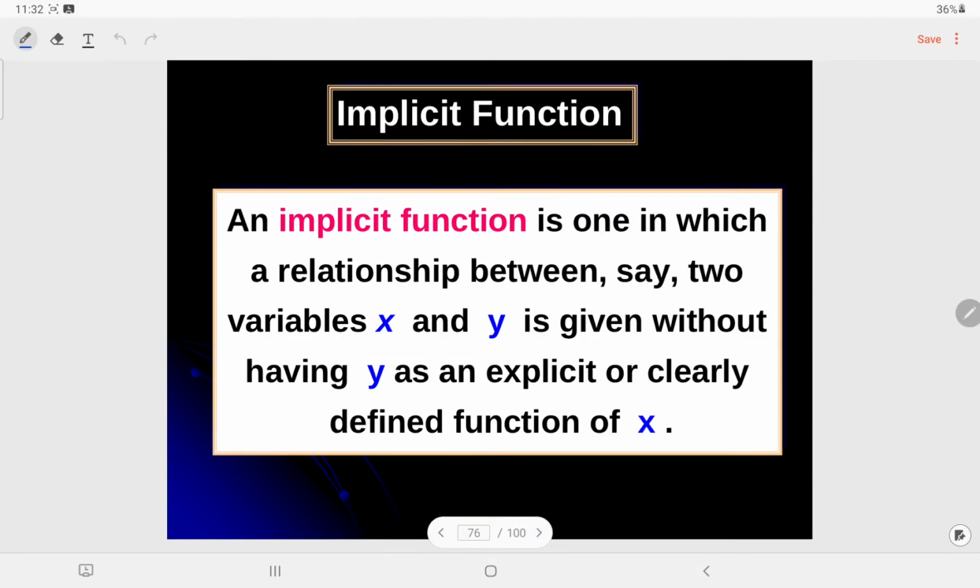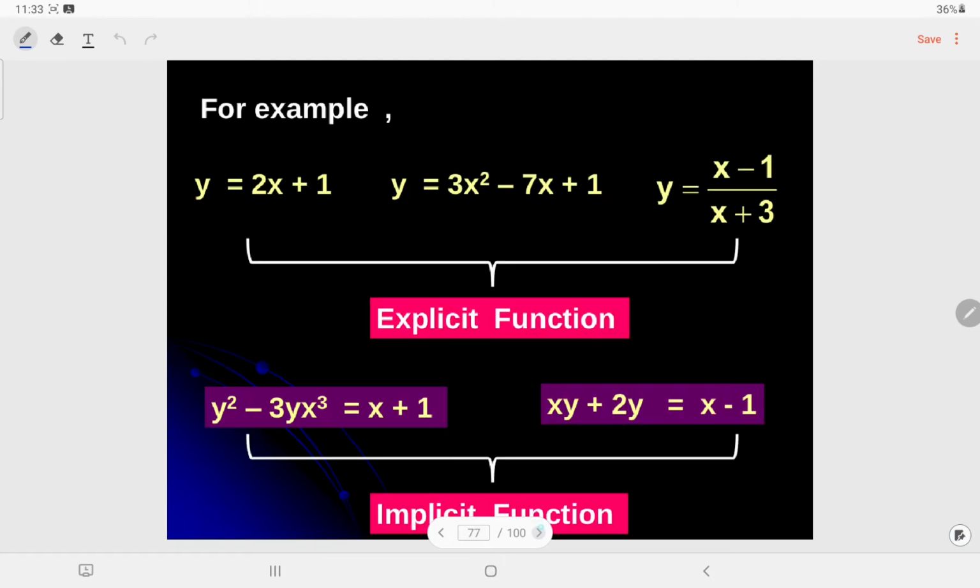What is an implicit function? An implicit function is one in which a relationship between, for example, variables x and y is given without having y as an explicit or clearly defined function of x. For example, y equals 2x plus 1, y equals 3x squared minus 7x plus 1, and y equals (x minus 1) over (x plus 3) are examples of explicit functions.